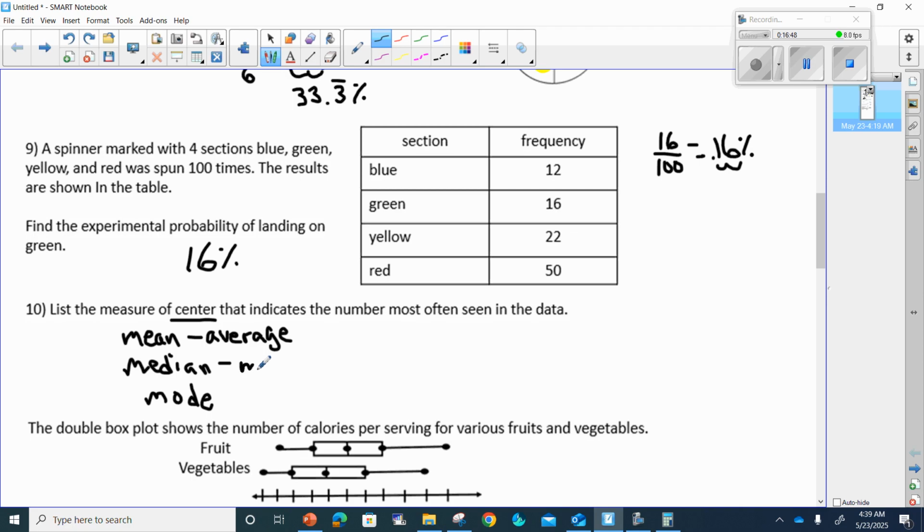Median means find the middle. You find the middle by putting all the numbers in order and then going to the center number. If there's 2 numbers in the center, find the average of those 2 numbers. Mode means the one you see most frequently.